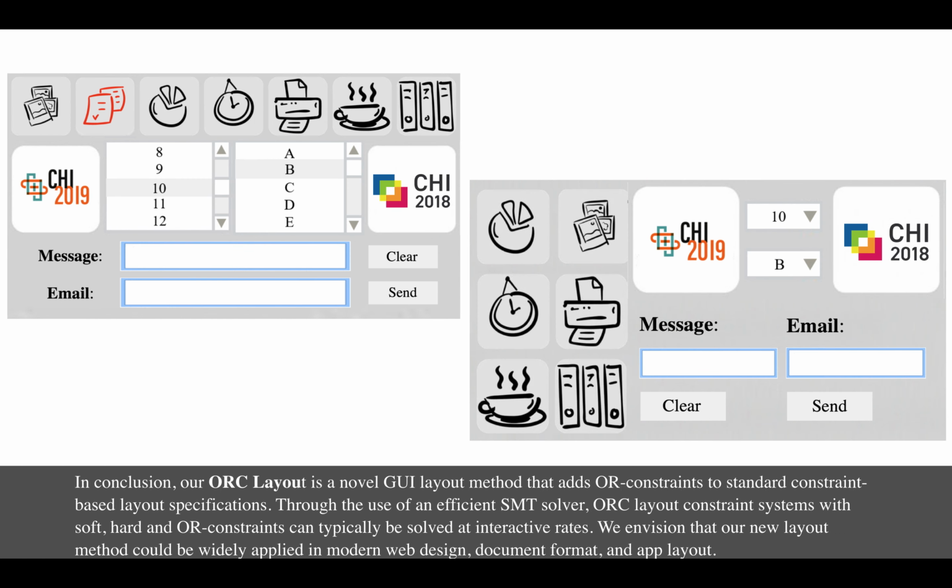In conclusion, our ORC layout is a novel GUI layout method that adds all constraints to standard constraint-based layout specifications. Through the use of an efficient SMT solver, ORC layout constraint systems with soft, hard, and all constraints can typically be solved at interactive rates. We envision that our new layout method could be widely applied in modern web design, document format, and app layout.